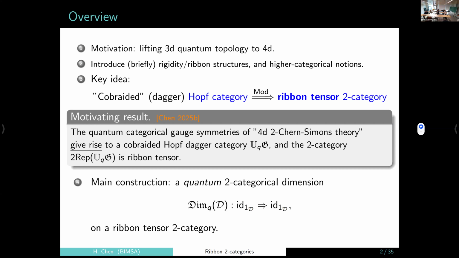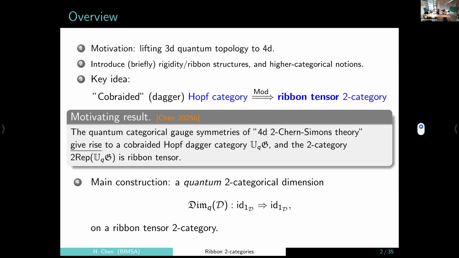So the overview is that I'm going to motivate why I'm doing this, essentially, which is to lift 3D quantum topology to try to understand 4D through the lens of quantum field theory, let's say. And I'm going to introduce very briefly rigidity and these ribbon structures for monoidal tensor categories, and also the strategy towards categorifying these notions.